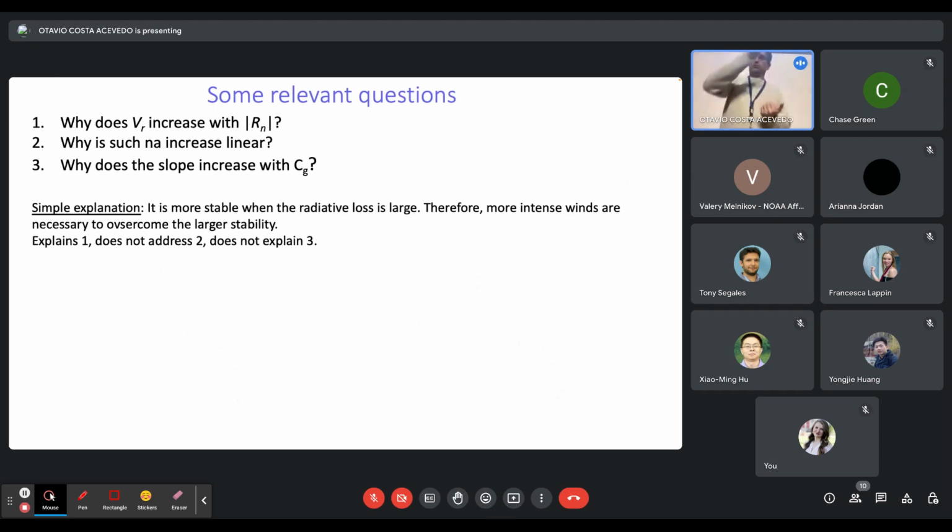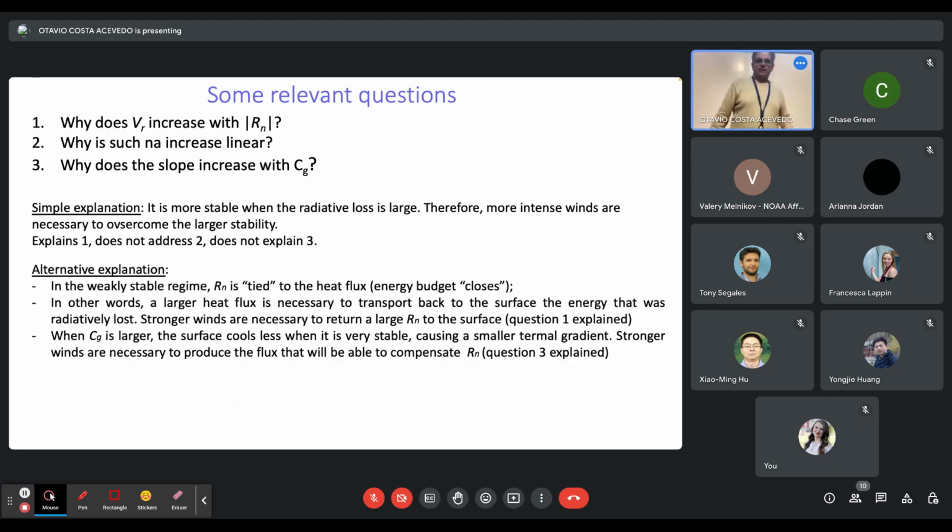Then the slope would be smaller for larger heat capacity, and it's the other way around. So we need an alternative explanation. So the alternative explanation is, in the stable regime, it does not contradict the first one, but the explanation goes beyond the first one. In the stable regime, the net radiation is tied to the heat flux.